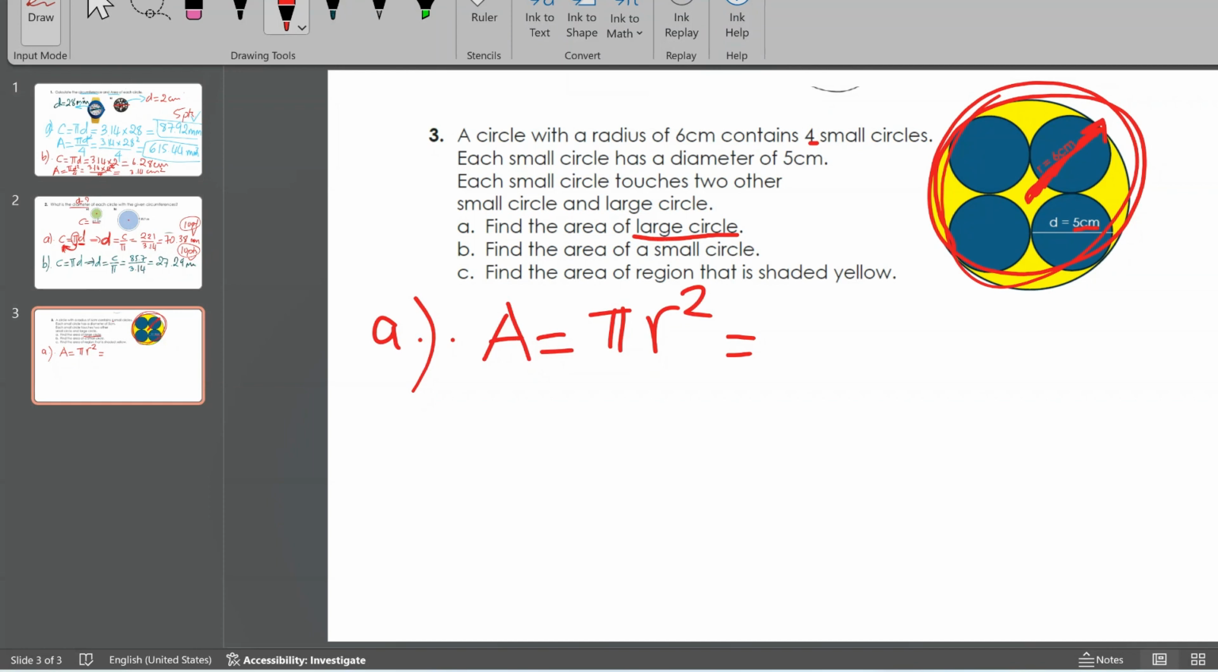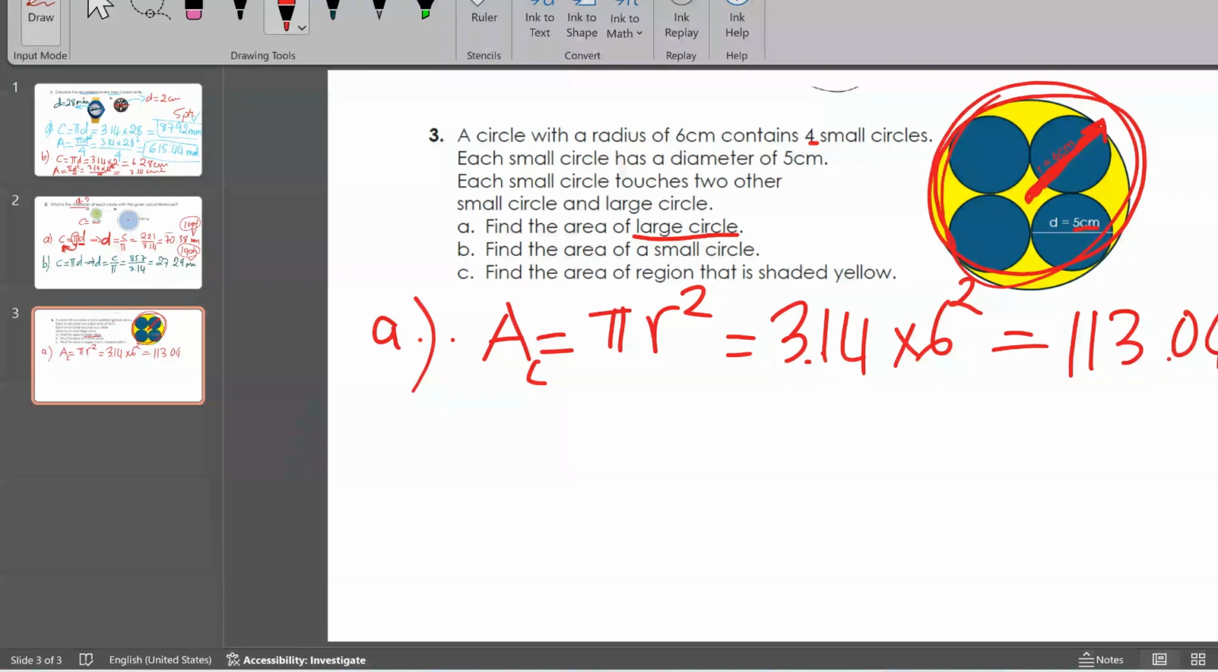With the diameter, it is pi d squared over 4. So the area of the light circle, AL, is pi, 3.14, multiplied by 6 squared. 6 squared is 36, so 3.14 times 36 is 113.04. What are the units? Centimeters squared.